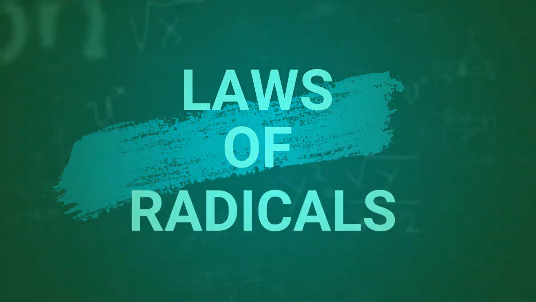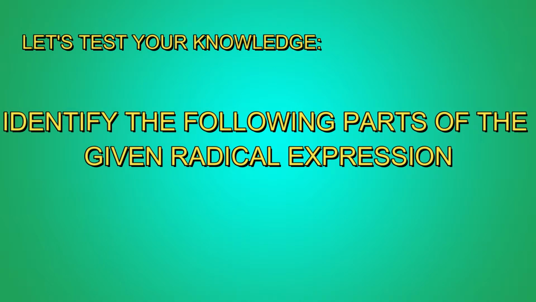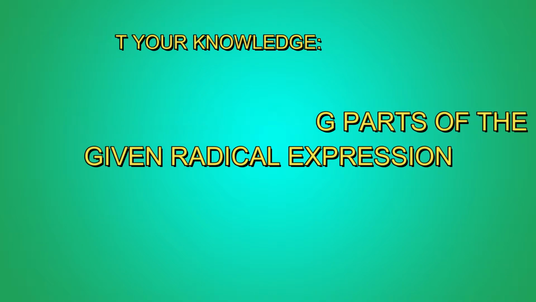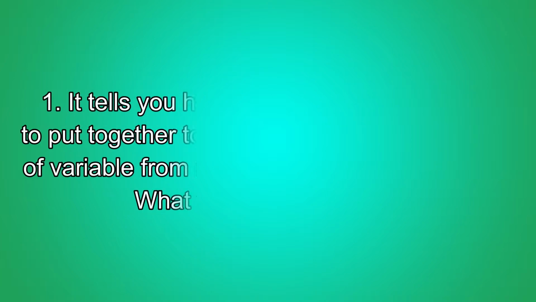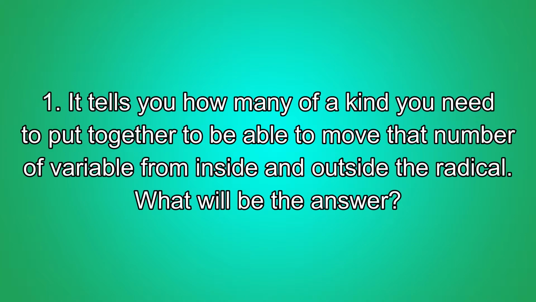Let's test your knowledge! Identify the following parts of the given radical expression. Number 1. It tells you how many of a kind you need to put together to be able to move that number of variable from inside the radical to outside the radical. What will be the answer?